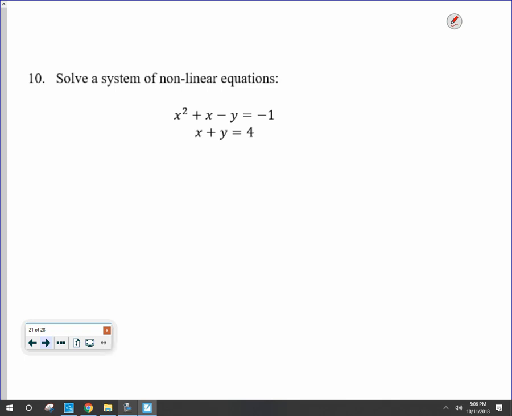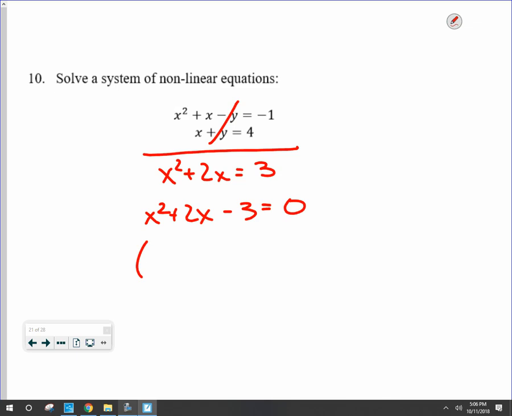Solving a nonlinear system now. This one can be done by elimination. These two would cancel, so x squared plus 2x equals 3. Now you have a quadratic that you can factor. Positive 3 and negative 1 are factors of negative 3 that add up to positive 2. Solving, setting the parentheses equal to 0.